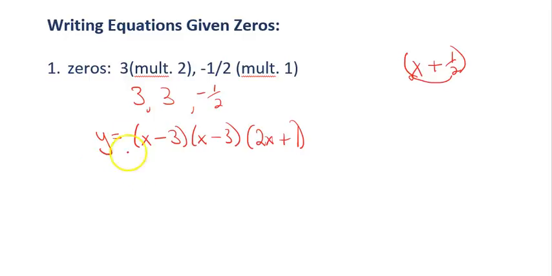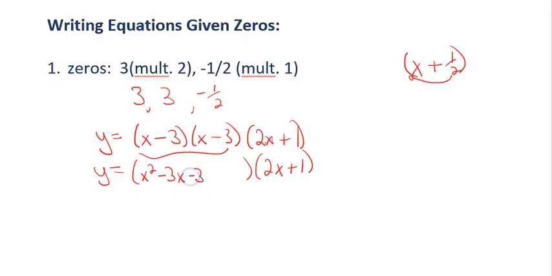I want to work that out. You can only multiply 2 things at once. So I'm going to start by multiplying these 2 and put their answer here. I'm just going to bring down the 2x plus 1. So x times x is x squared. x times negative 3 is negative 3x. Negative 3 times x is negative 3x, and negative 3 times negative 3 is positive 9.